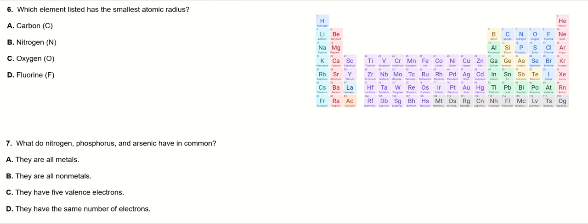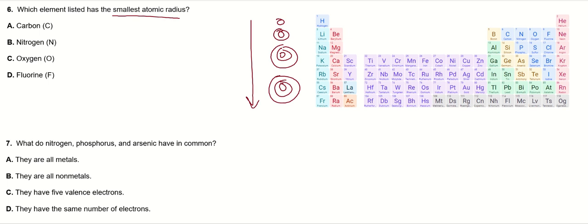Smallest radius. Which of these atoms are the smallest? As you go down the periodic table, atoms are going to have more and more energy levels, so they're going to get bigger. 1, 2, 3, 4. 1, 2, 3. So they're going to get bigger as you go down. So the smallest is going to be up here.